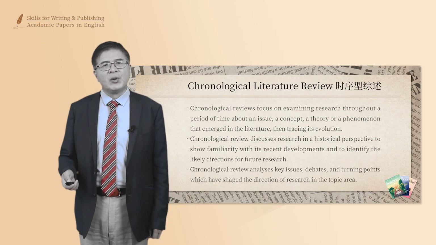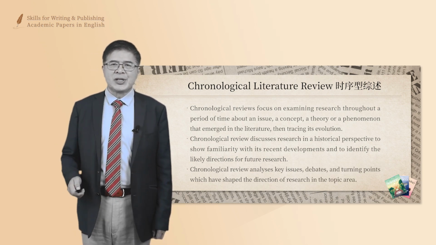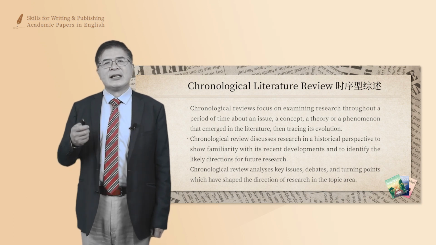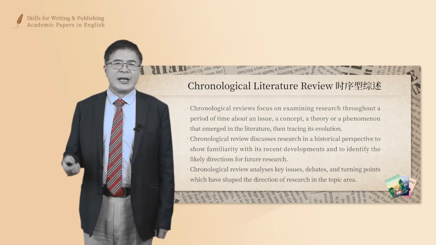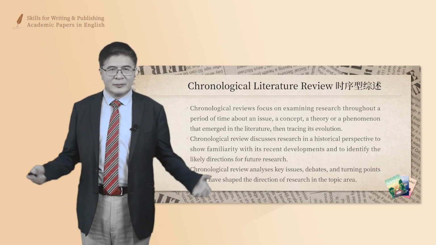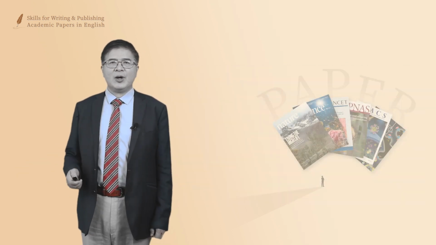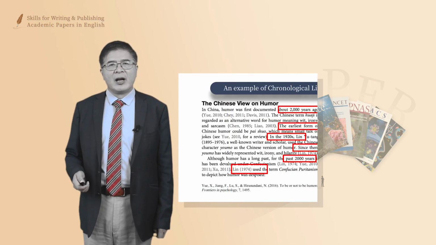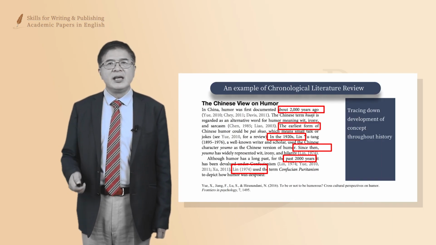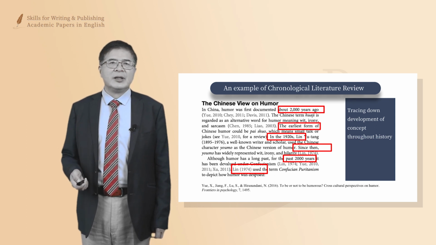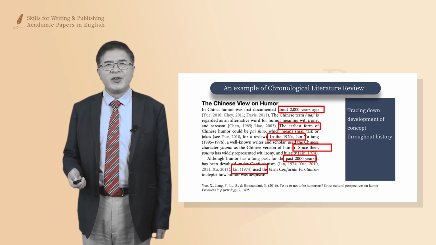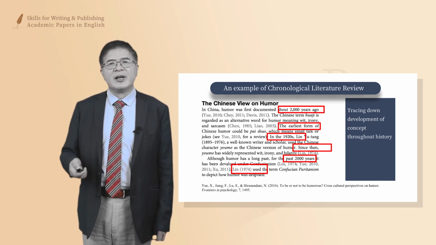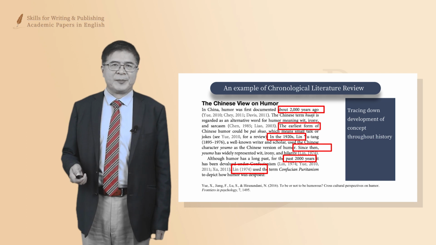And chronological review analyzes key issues, debates, turning points which have shaped the direction of research in a topic area. Okay, this is what it's about. And here is an example of a chronological review. You can see in my review of Chinese visual humor, I traced down the development of the concept throughout history.